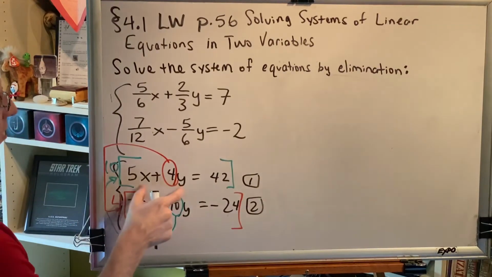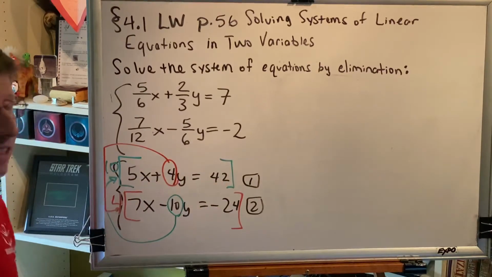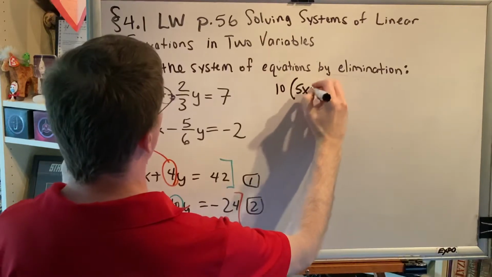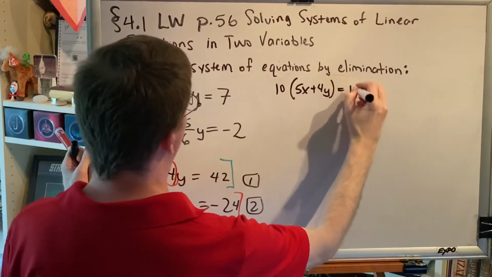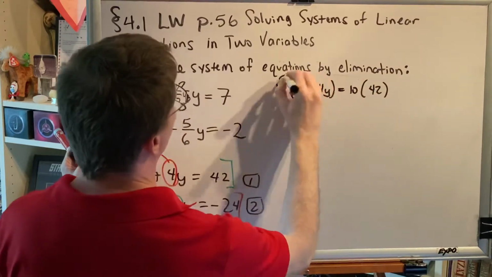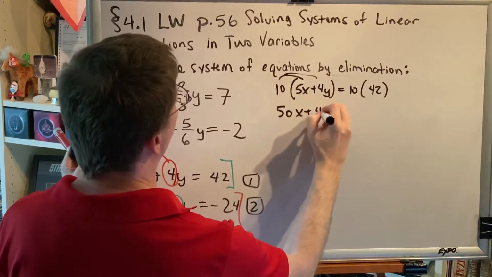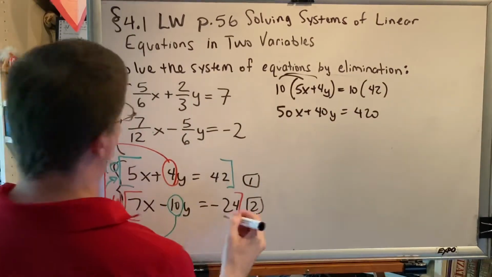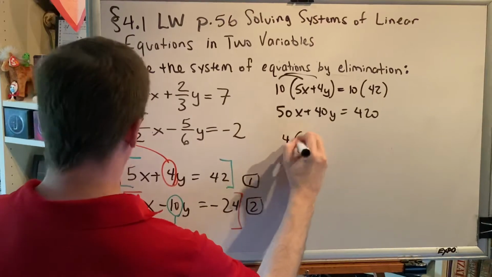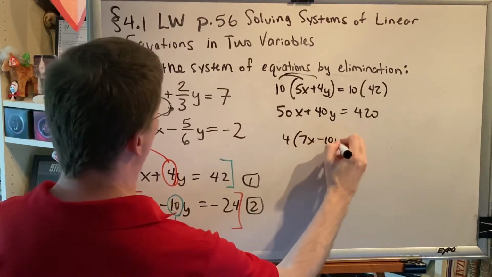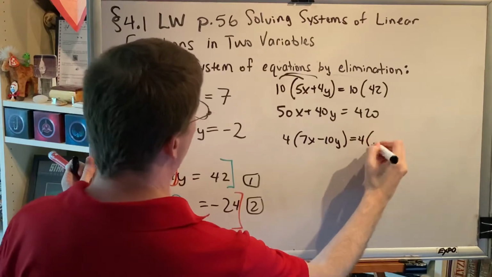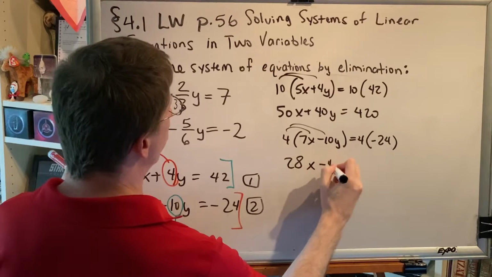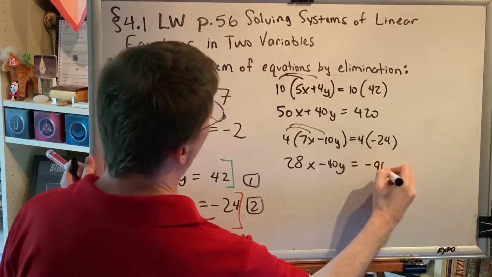This 10 gets distributed to the entire left side and to the entire right side. So I would get 10 times 5x plus 4y equals 10 times 42. 50x plus 40y equals 420. Now we're going to do the same thing with this one. 4 times 7x minus 10y equals 4 times negative 24. Distributing again, 28x minus 40y equals negative 96.